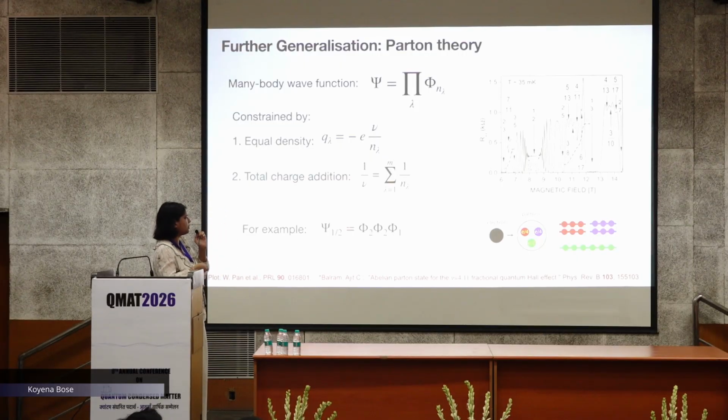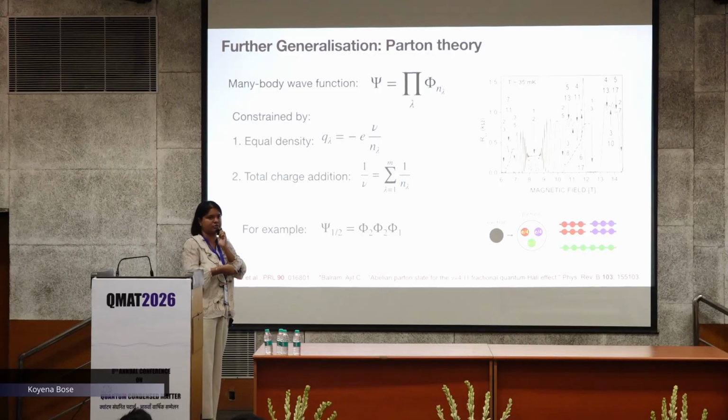And how do we come up with these parton states? For a given filling fraction, there are certain constraint equations, like saying all the partons will see the same density, and the charge of all the partons will add up to 1. And there's one such example for one half, which is also originally what Jain had proposed.